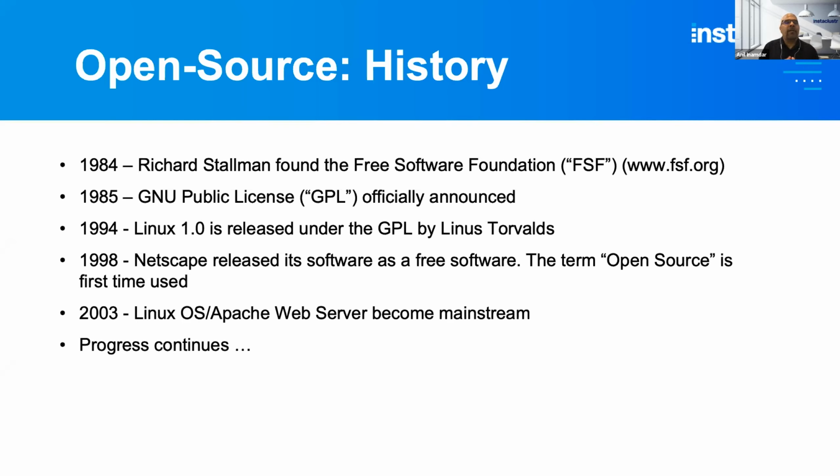Ten years later, a milestone event occurred in the open source world. Linux 1.0 was released under GPL by Linus Torvalds. In 1998, Netscape released its software as free software, and the term open source was used for the first time. In 2003, Linux OS and Apache Web Server became mainstream. And ever since, the progress continues.